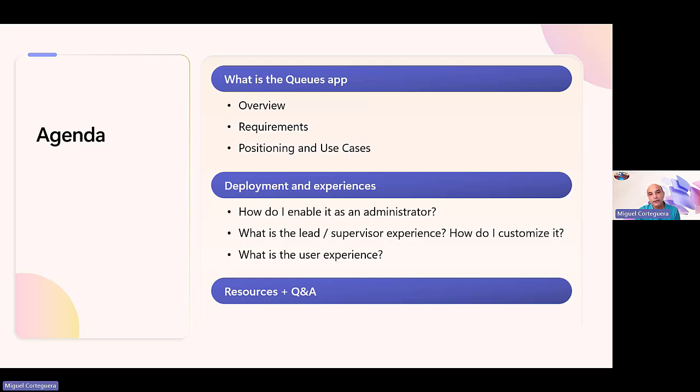And then we're going to jump over to deployment and experiences. So we'll see what it takes to deploy and configure the Q's app, a couple of gotchas and things to watch out for. And we'll take a couple of looks at videos that show the different experiences from the admin perspective, from the supervisor perspective, and from the agent perspective. And then I'll share some resources, and then we'll do a bit of Q&A. And we'll call it a day after that.